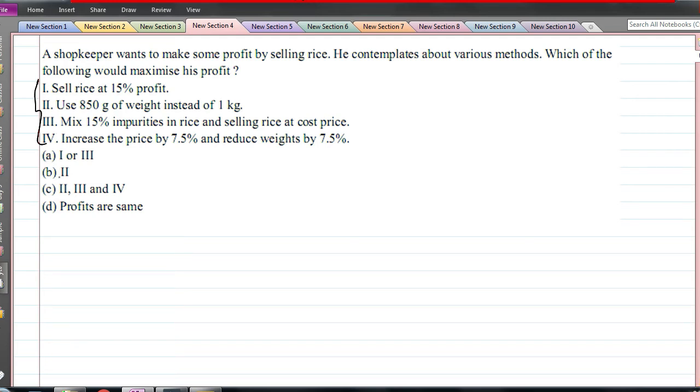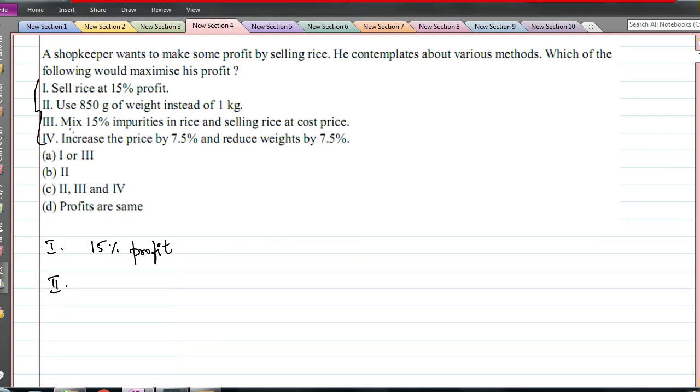Now let us see what is the profit earned in each case. So in case 1, he is earning 15% profit. Means he is selling at 15%. Whatever cost he has purchased, he is selling it at 15%. No calculations required. So what is the second one?